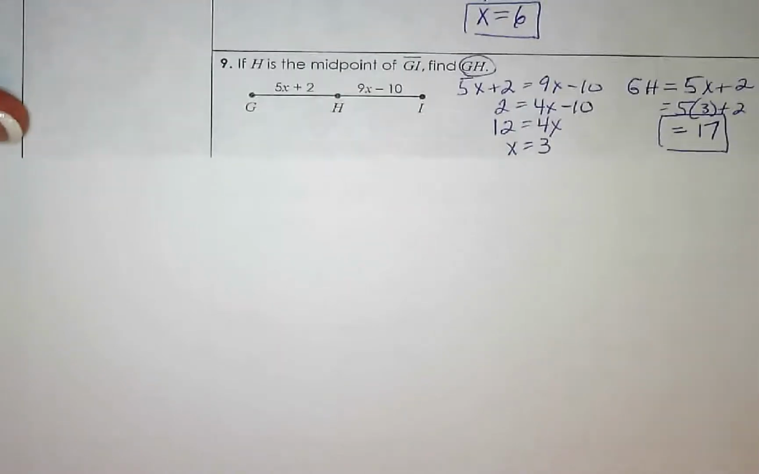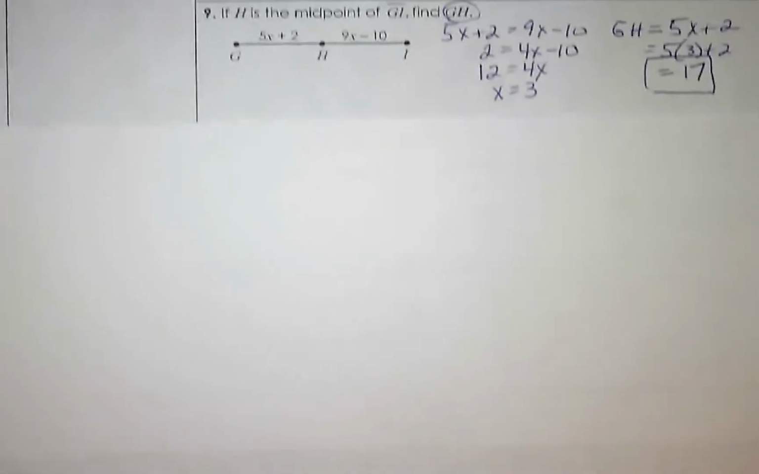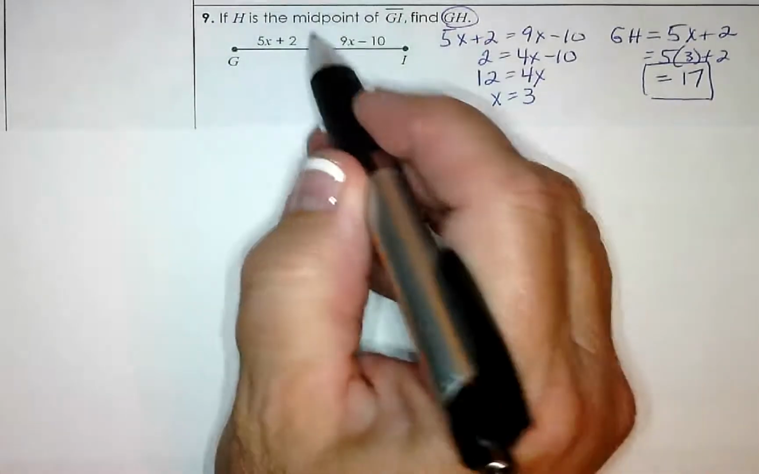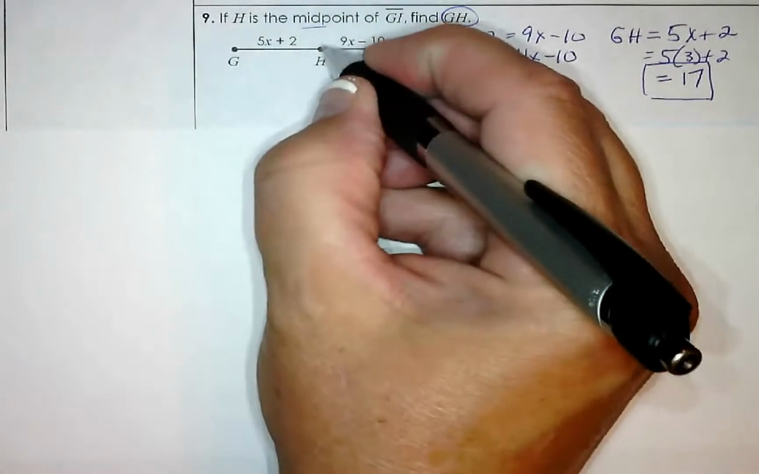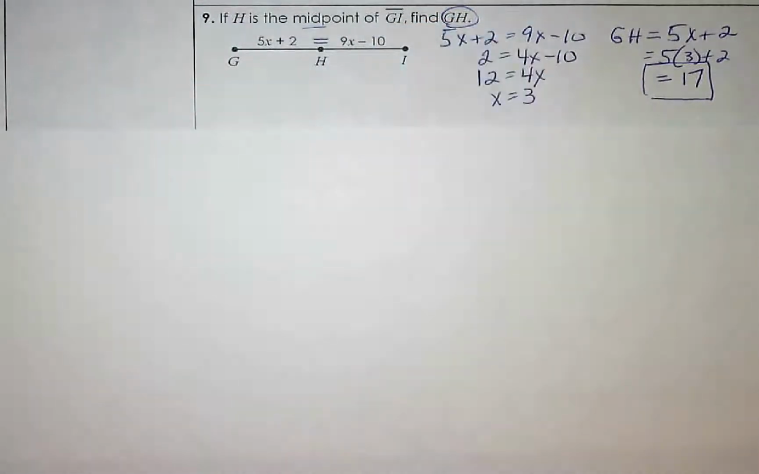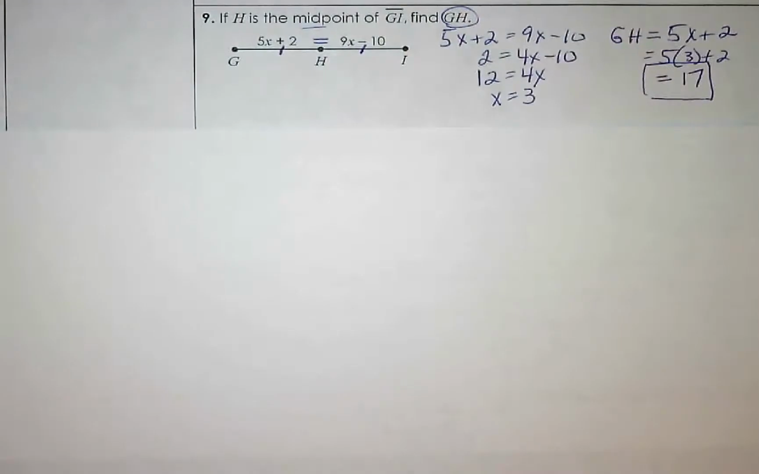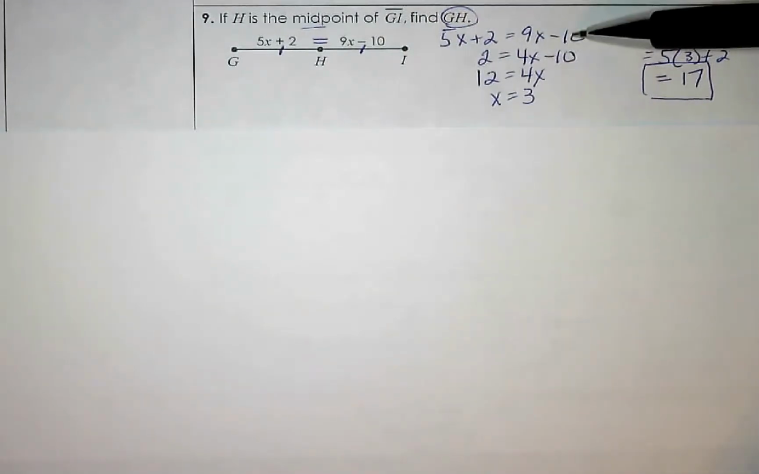Alright, so here's what you should have done for number 9. Check a couple of things. Again, when I read the directions here that H is a midpoint, those two segments are going to be equal. Sometimes you'll see it on the picture with these two little hash marks on there. Okay, look at the equation I wrote. Those two little pieces are equal.